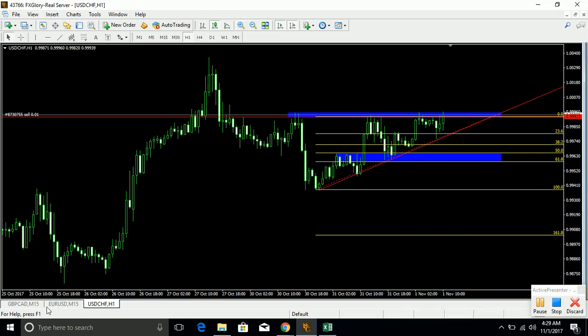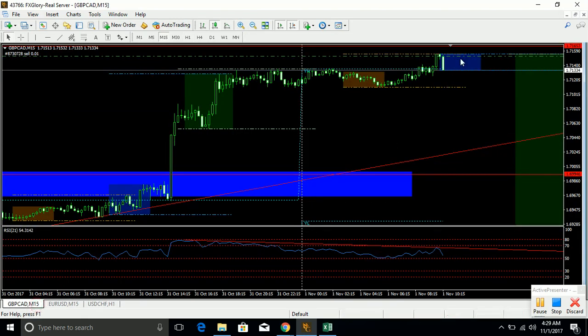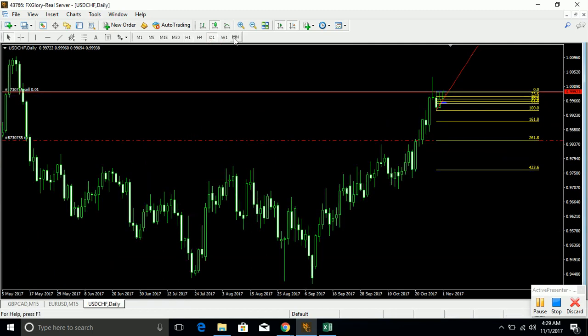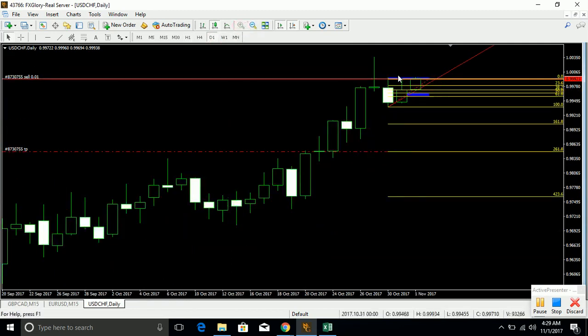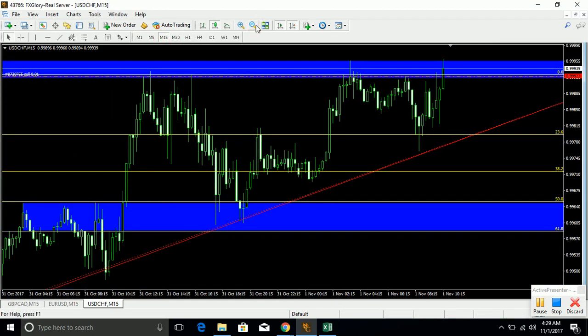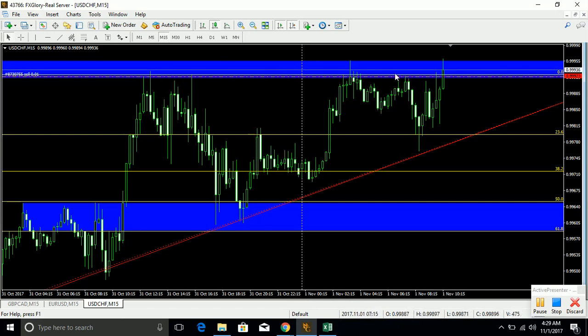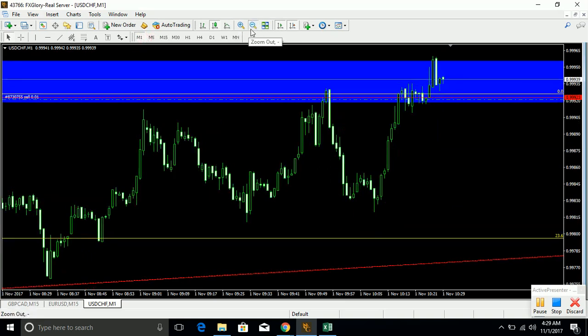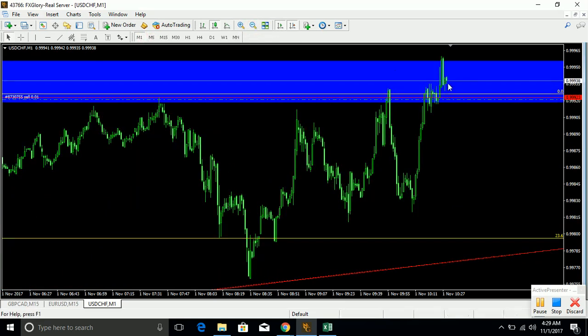Now if we go back and look at our pound CAD, this is what we got. We got a good comeback on this pound CAD. Now the USD CHF, we are peaking on yesterday's high. Okay, yesterday's high is right here. So we're peaking on yesterday's high, getting a nice push, a nice rejection from that point.